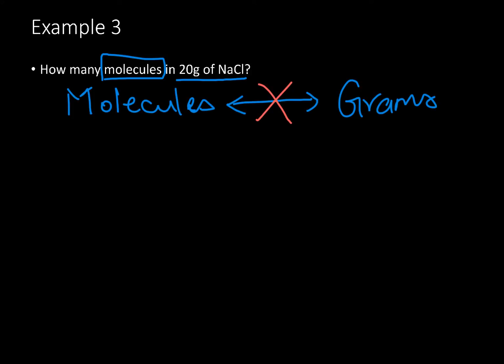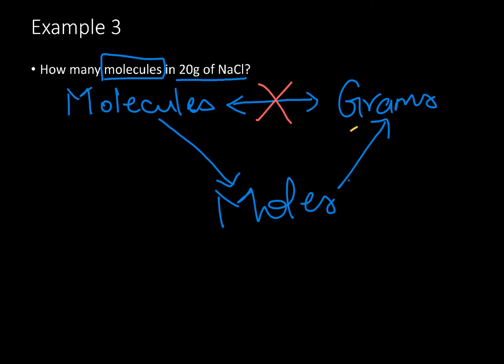Instead, what you need to do is go to moles, and molecules will turn into moles, and then moles will turn into grams. On the other hand, if they give you grams, then from grams you go to moles, and then from moles you go to molecules. In this example, you are going to go from grams to moles and then moles to molecules. So let's set up our chart.